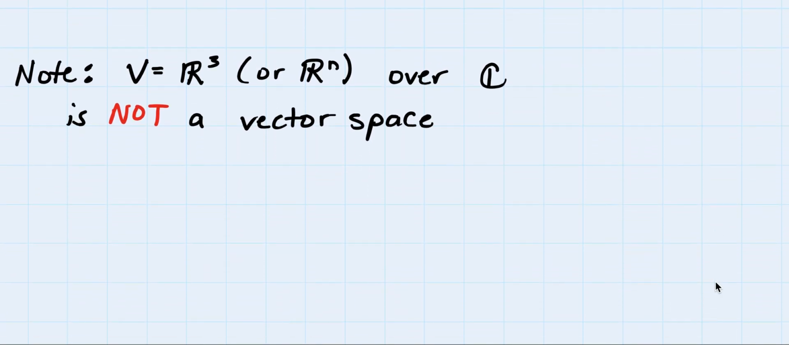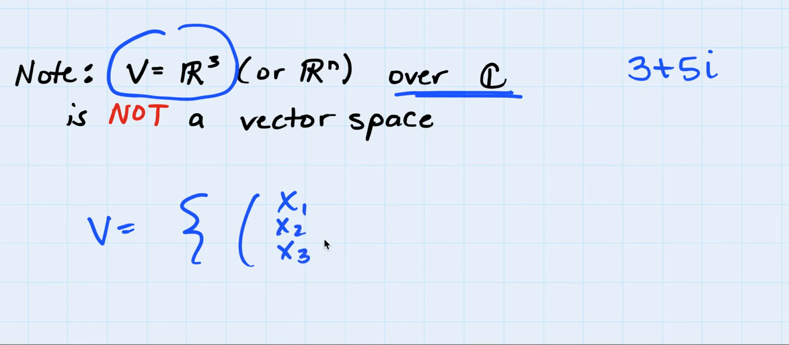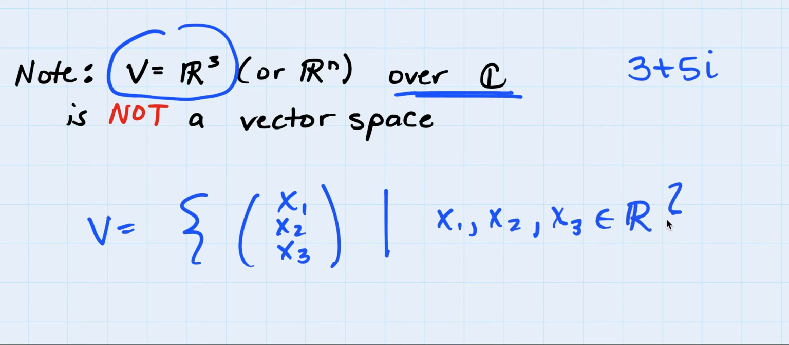Here's a non-example of a vector space. So everything we did, where we said we have a set V that's equal to R3, or you could generalize this to Rn just by having n entries, this is actually not a vector space if you work over the complex numbers. Remember, complex numbers look like 3 plus 5i or something like that, where you have real numbers here and an imaginary part. Why is this not a vector space? Well, remember that V is a set of, I'm going to keep it the way we've been doing it, the set of all vectors that have real entries.